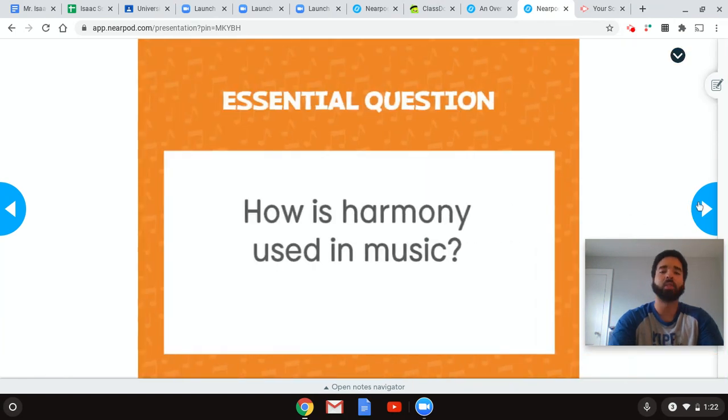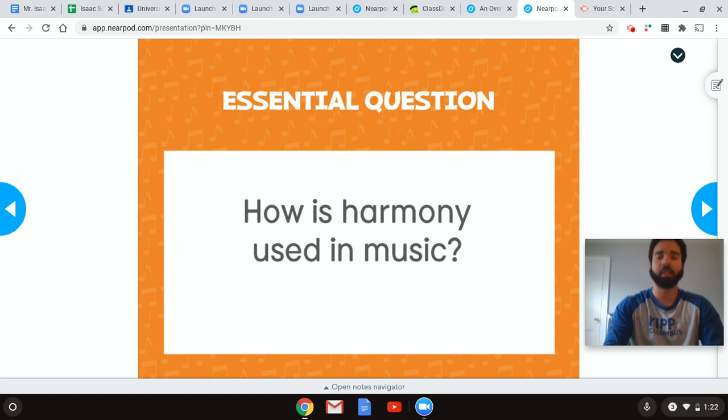Next again, essential question. How is harmony used in music? Remember we talked about how melody was used in music. Now we're talking about how harmony is used in music. And this is, like I said, our final piece of this series. How is harmony used in music?